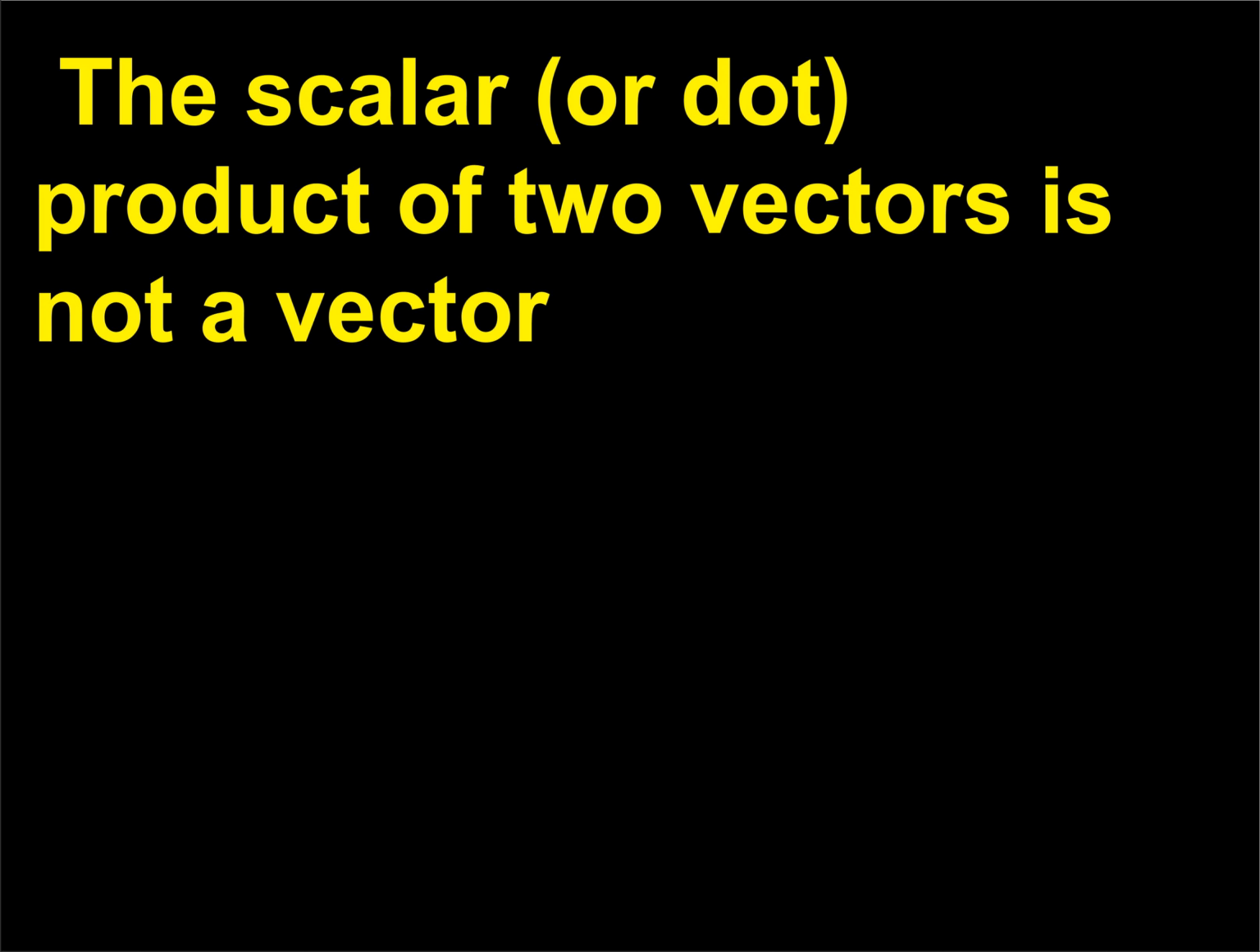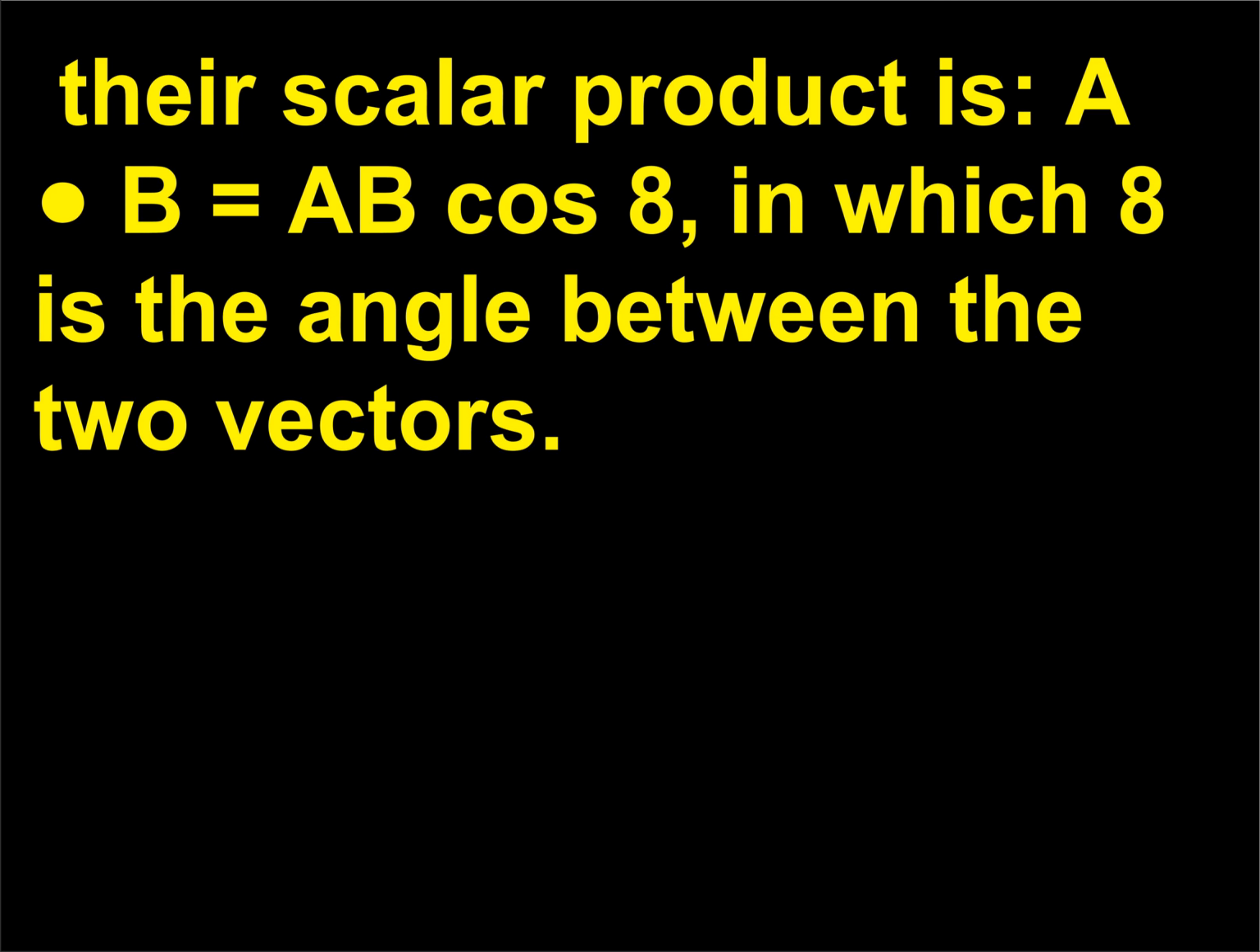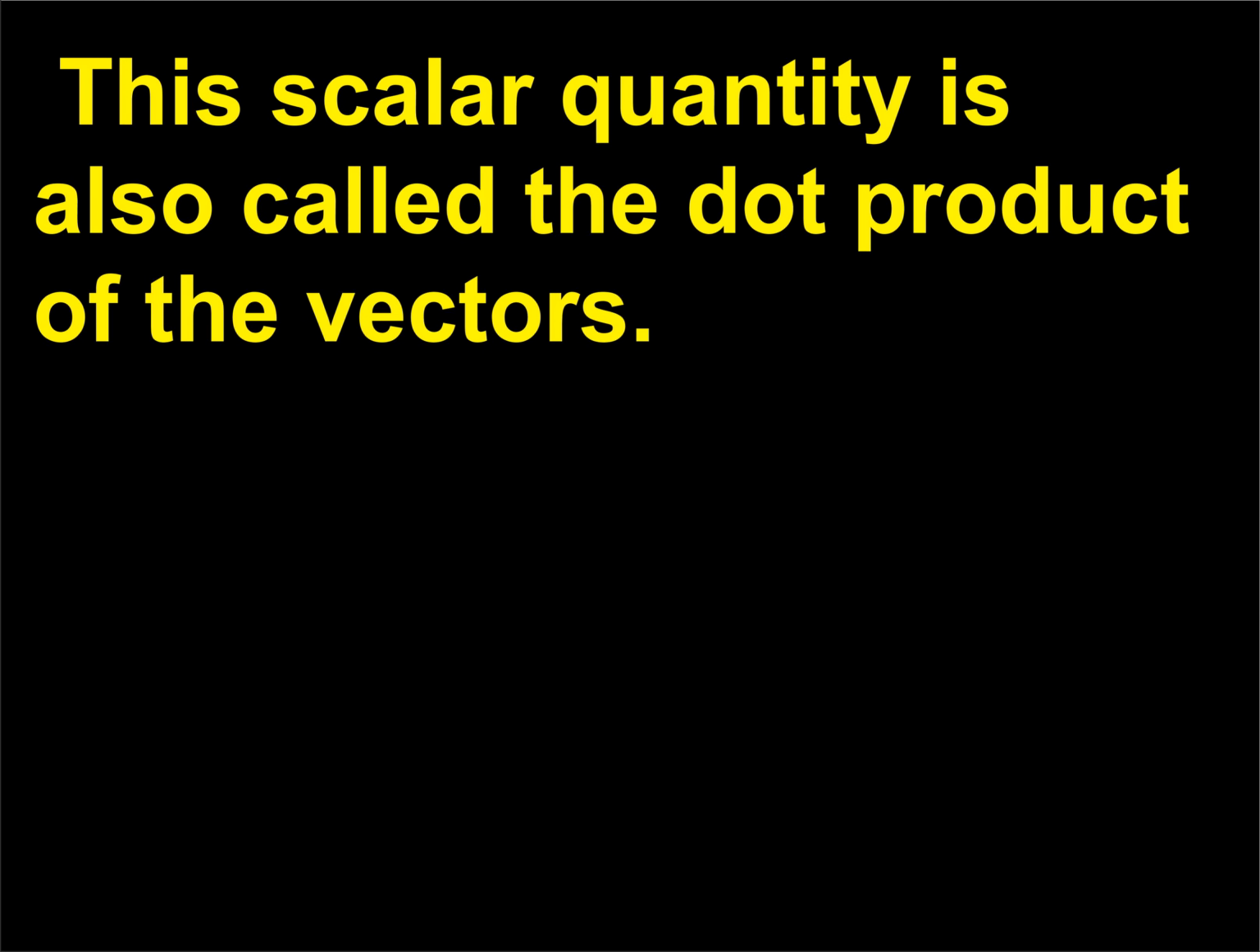The scalar, or dot, product of two vectors is not a vector, because the product has a magnitude but not a direction. For example, if A and B are vectors, of magnitude A and B, respectively, their scalar product is A·B equals AB cos θ, in which θ is the angle between the two vectors. This scalar quantity is also called the dot product of the vectors.